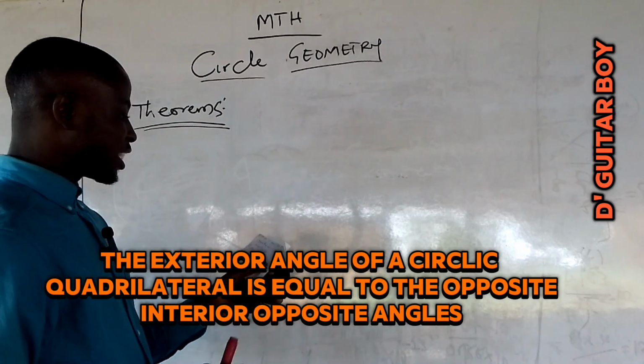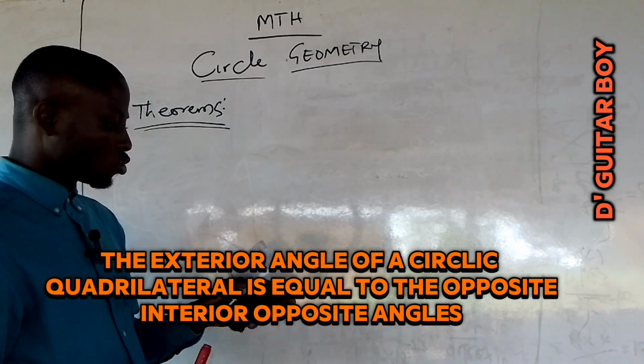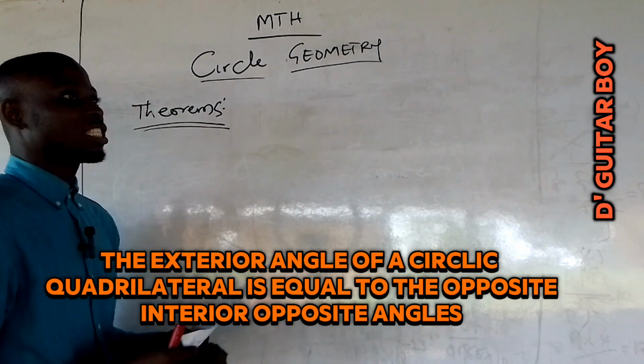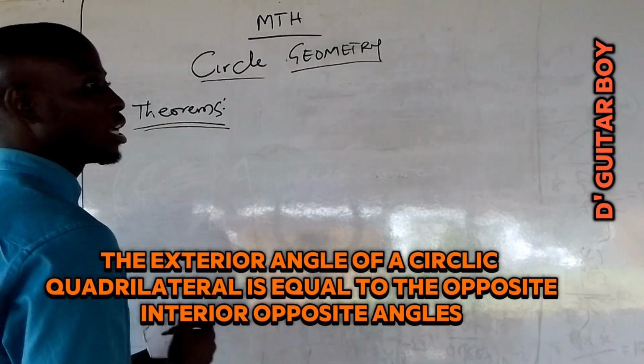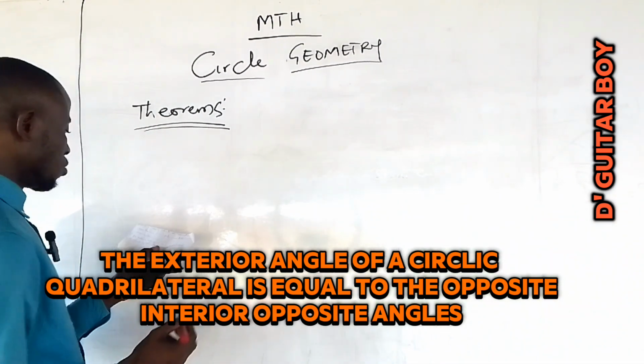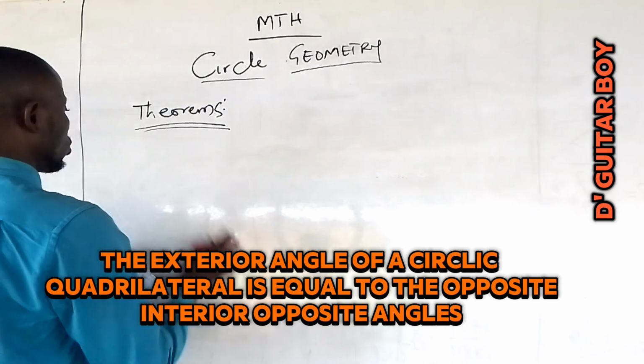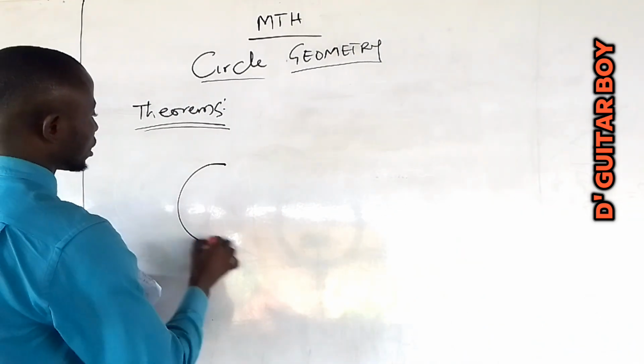Now the next one, which will be the last one for today, is that the exterior angle of a cyclic quadrilateral is equal to the interior opposite angle. The exterior angle of a cyclic quadrilateral is equal to the opposite interior angle.